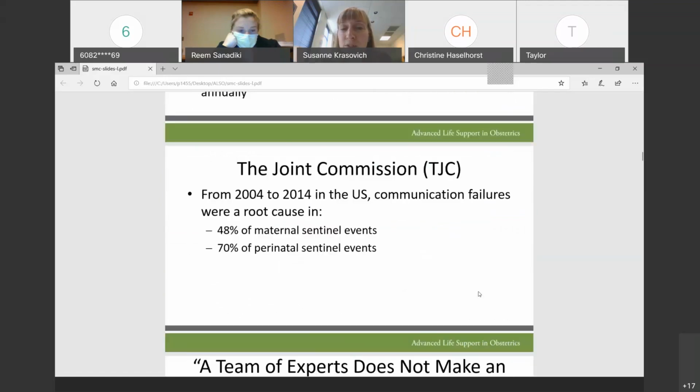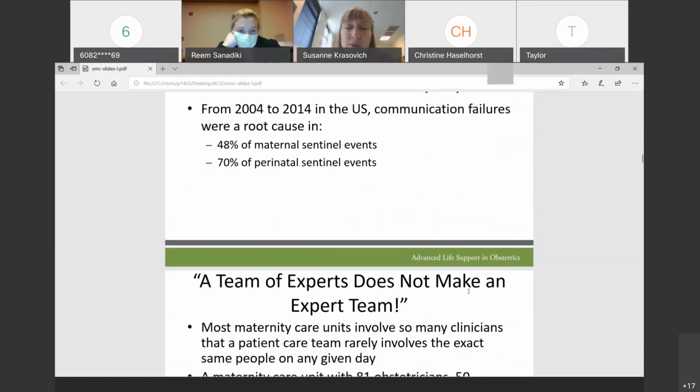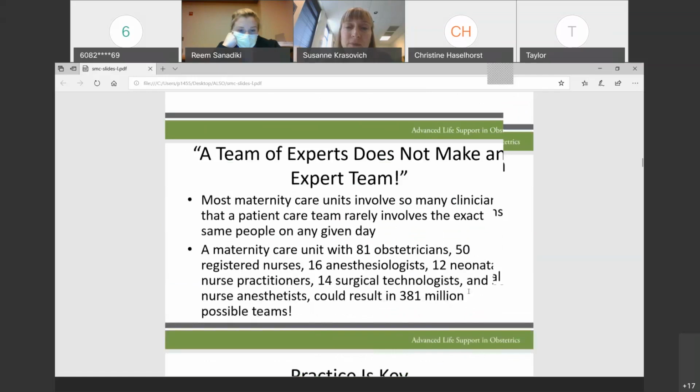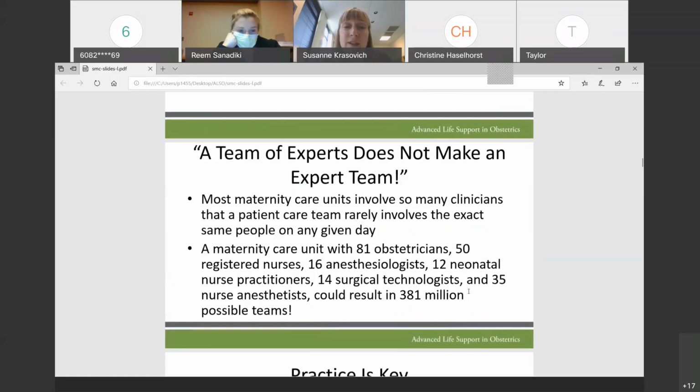From 2004 to 2014 in the United States, communication failures were considered a root cause in 48% of the maternal sentinel events and 70% of the perinatal sentinel events. So again, communication plays a huge role in what happens with medical errors. It all comes down to the fact that just because you have a team of experts, that doesn't mean you automatically have an expert team.